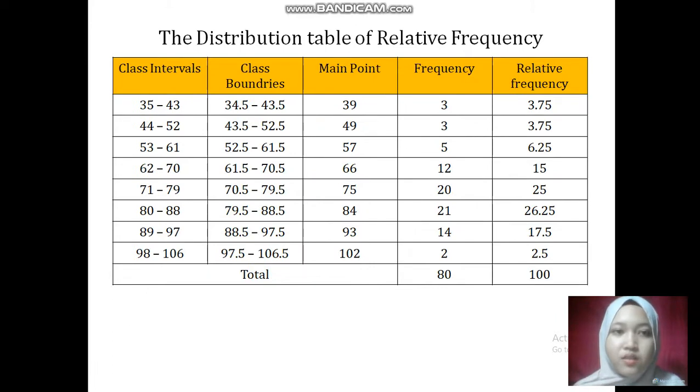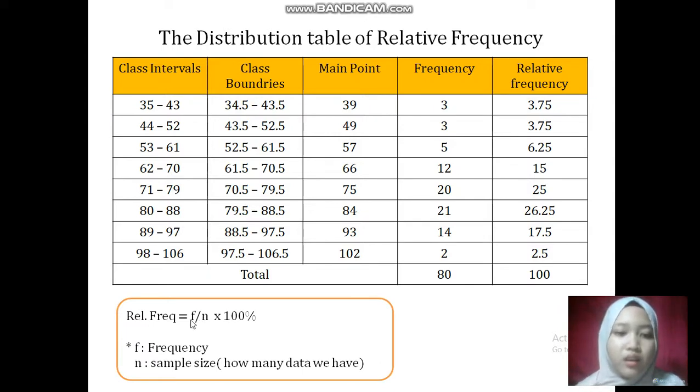So next is the distribution table of relative frequency. How to find the relative frequency? Relative frequency is frequency divided by n times 100%. So f is frequency and n is how many data we have. So for example, 3 divided by 80 times 100% equals 3.75. Okay.